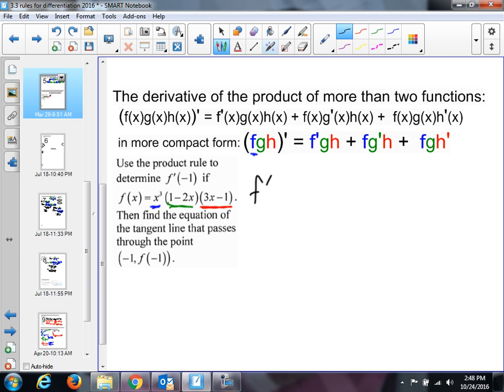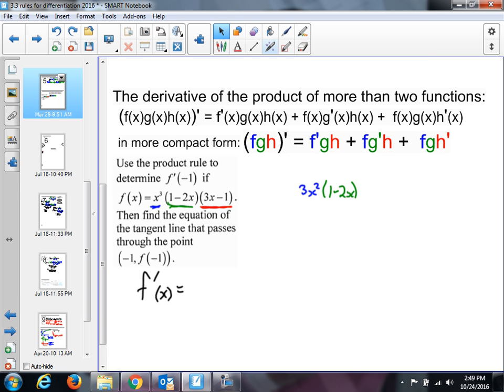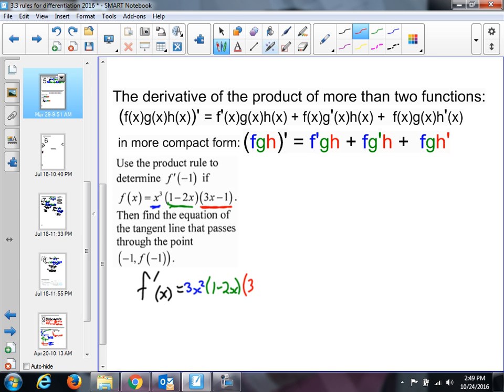So the derivative, I'm going to work out f prime of x equals the derivative of the first thing, others left alone. Well, that's 3x squared, I hope, right? The other two things left alone, so 1 minus 2x. You can tell right away I'm going to run out of space, so I'm going to just go right there. You guys probably can fit it in. 3x minus 1. Added to the derivative of the second thing. The other two things left alone. So x cubed left alone. The derivative of 1 minus 2x is -2. The 1 disappears. And then 3x minus 1.